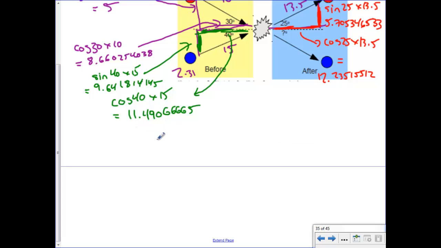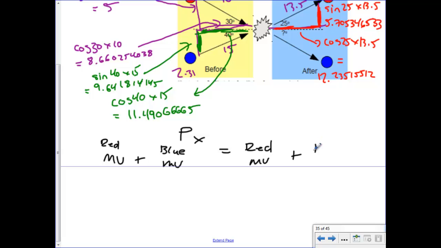So I don't think I need to write momentum before and afterwards, but let's just make sure we're doing either x or y. So why don't I do the momentum in the x direction first? There is the mass times the velocity for the red one, plus the blue one. And that will equal the red mass velocity and the blue.